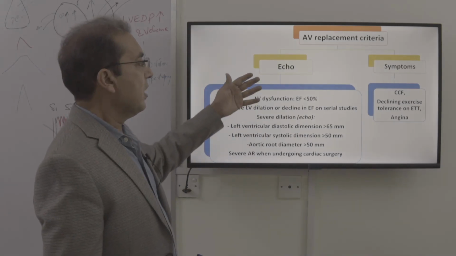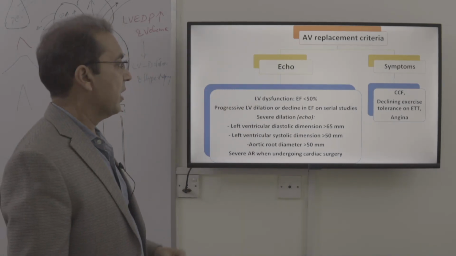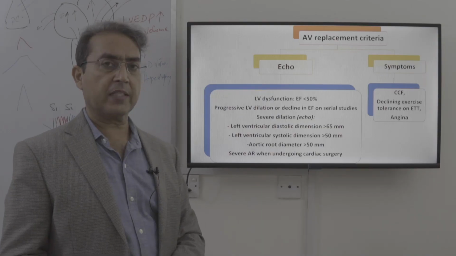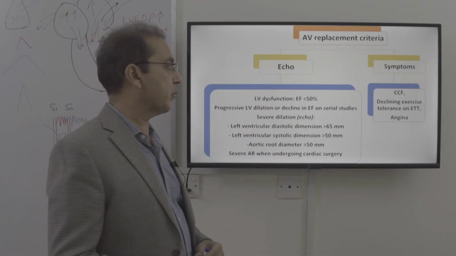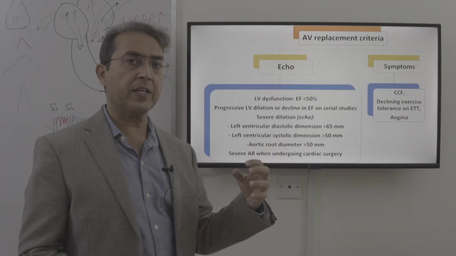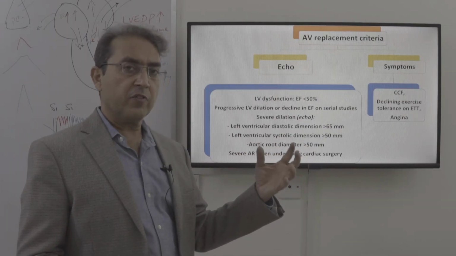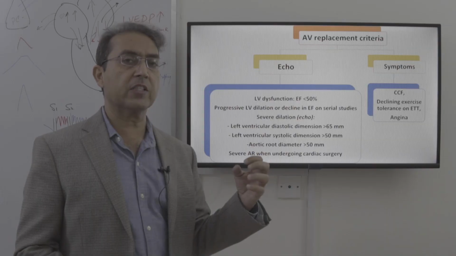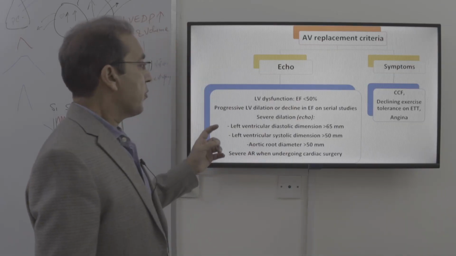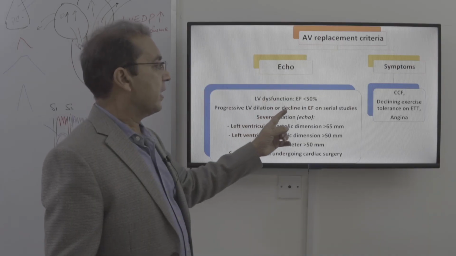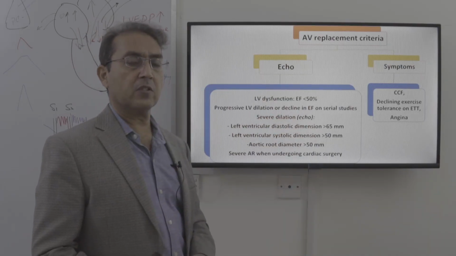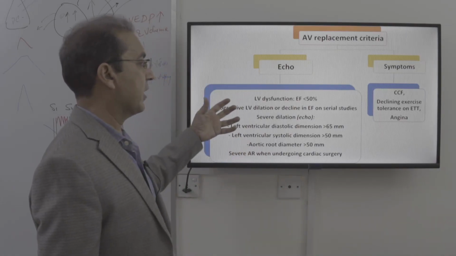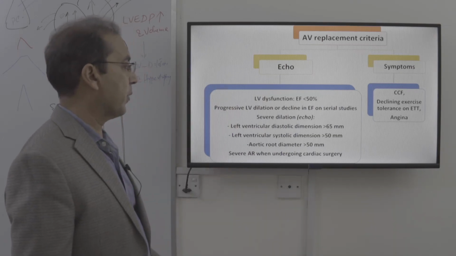And then we can have echo criteria. For example, if there is presence of LV dysfunction, that is the ejection fraction is 50% or less, these patients may require aortic valve replacement because the normal perfusion is maintained by a very high ejection fraction. If the ejection fraction even is normal in these patients, it is generally said that the LV dysfunction has started. Progressive LV dilatation or decline in EF on serial echo studies. So serial echo studies show that either the LV function is declining or the LV is dilating. We can consider aortic valve replacement.